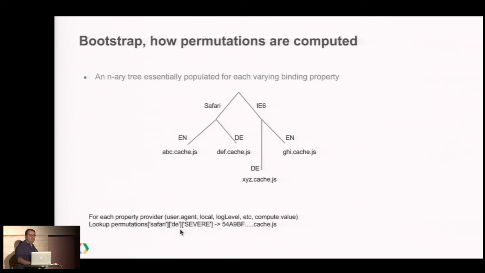And if you ever looked at nocache.js, you'll see this. You'll see an array where the keys of the first dimension are the browser user agent, and the keys of the second are locale and so on. And then the right-hand side of the array is essentially the file name to load up the cache.js.